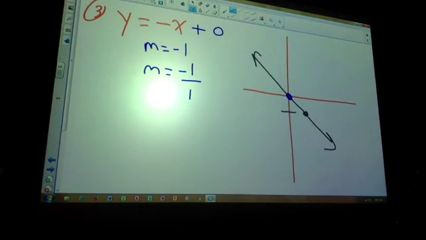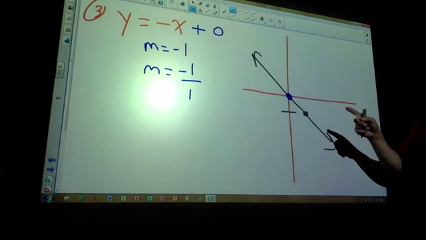Wait, hold on. Wouldn't it be a vertical line? No. X equals a number is a vertical line. Y equals a number is a horizontal line. Y equals x is not vertical or horizontal. Okay. Because that's exactly why this one works.